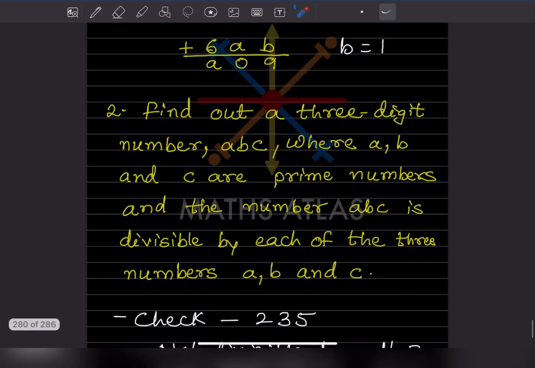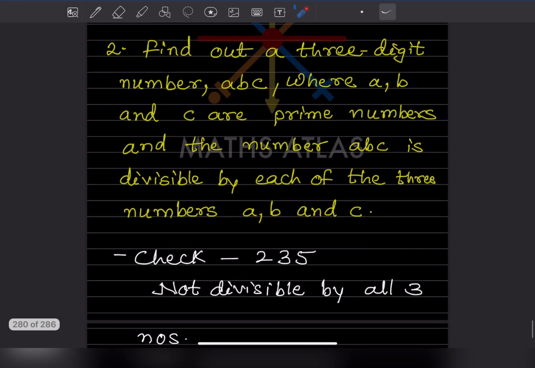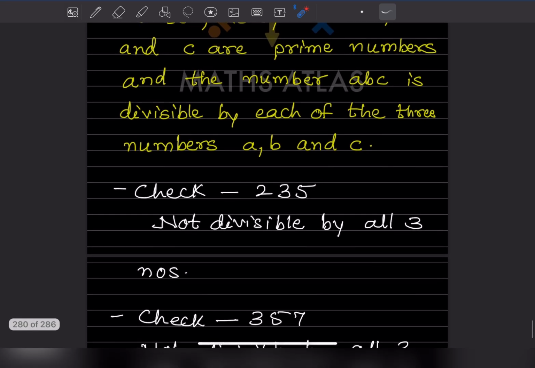Now the next one: find a 3-digit number ABC where A, B and C are prime numbers, and the number ABC is divisible by each of the three numbers, that is A, B and C. So now we have to consider prime numbers. Suppose we take 2, 3 and 5, these are prime numbers. Now we have to see whether the number is divisible by all of 2, 3 and 5.